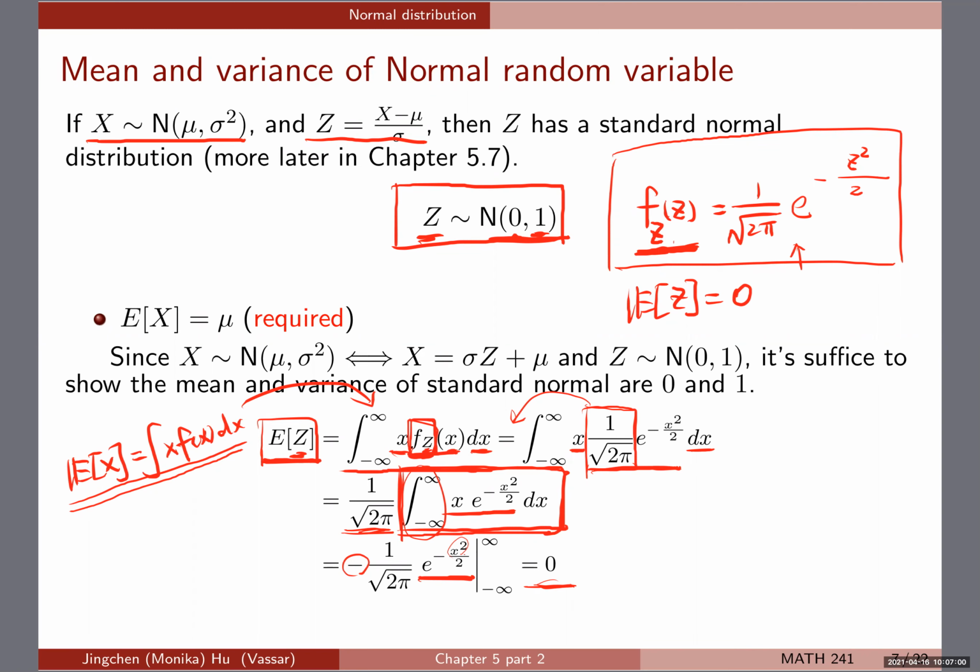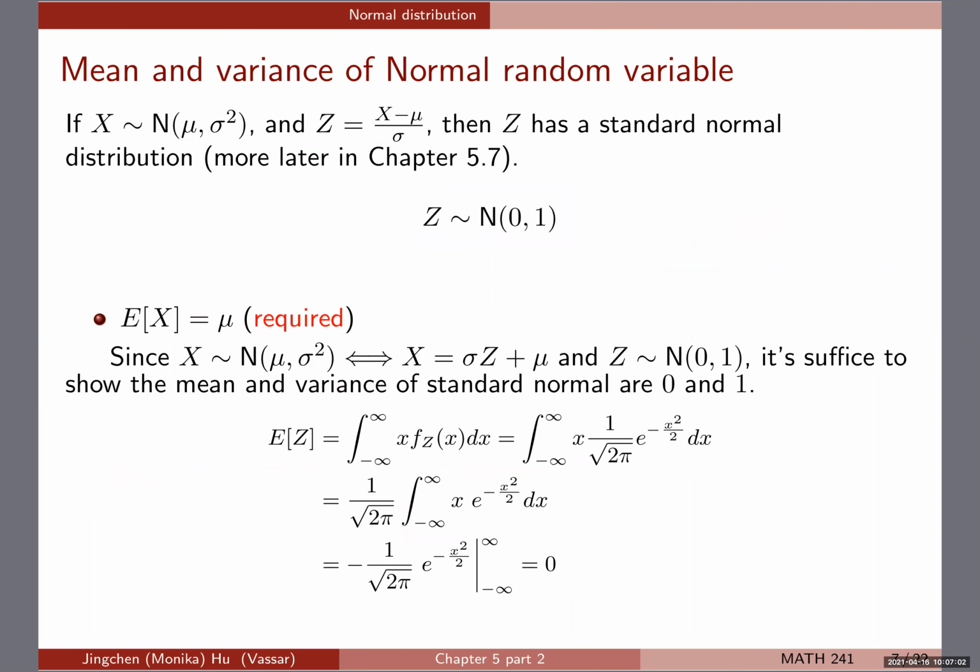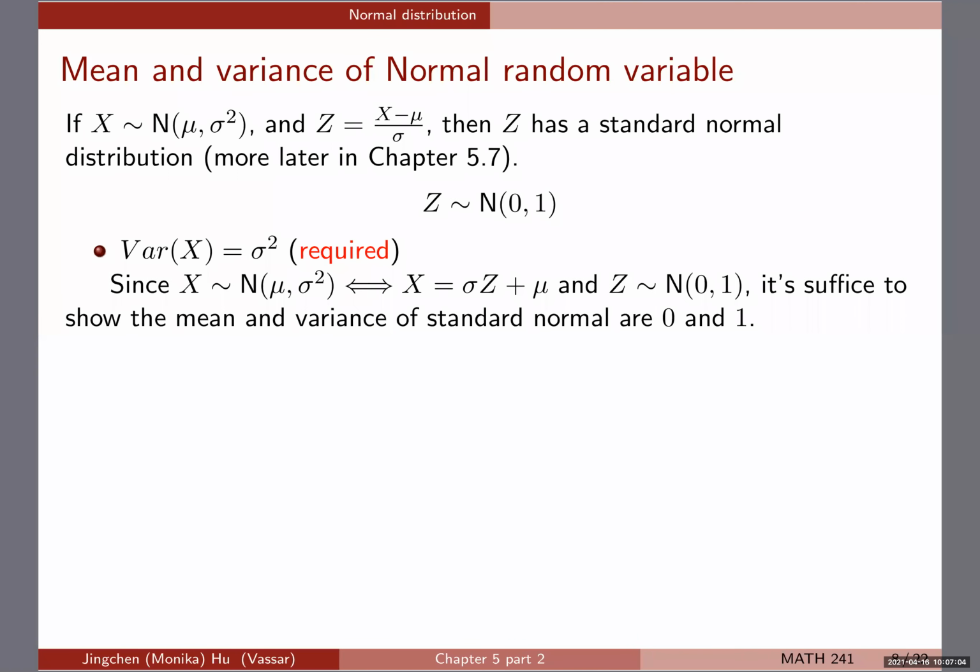So the mean is relatively easy to do. Now let's go to the variance, where I'm going to show you that in some places you do need to do integration by parts in order to finish the integral. So the expectation of Z we have shown is 0. And here, we're asked to show the variance of X equals sigma squared, which is the same as showing the variance of Z is 1.